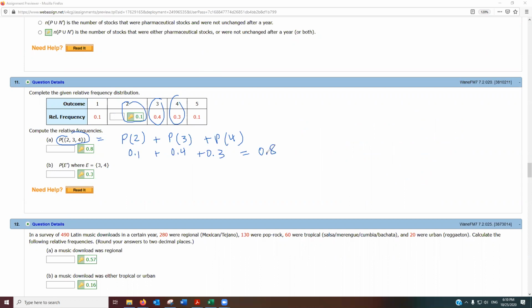All right, let's go down to part B. It says, what is the probability of the complement of E, where E is 3, 4? Well, that means the complement must be all the other elements other than 3 and 4. So that's going to be 1, 2, and 5. If I work that out, that's the probability for 1 plus the probability for 2 plus the probability for 5. And it looks like each one of these happens to be 0.1. So this adds up to 0.3.